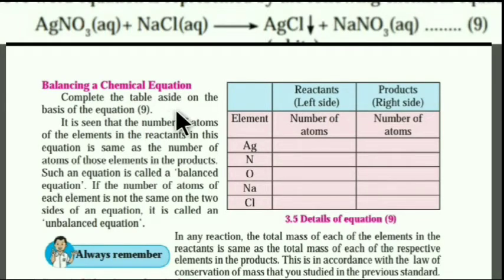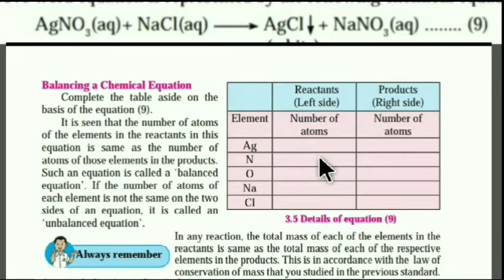Complete the table aside on the basis of equation number 9. At last we saw equation number 9, that is AgNO3 plus NaCl gives AgCl, that is white precipitate, plus NaNO3. By using this ninth equation we can fill this table. So let us see what is in that table. First of all, the elements that are present in the reaction are given to us.